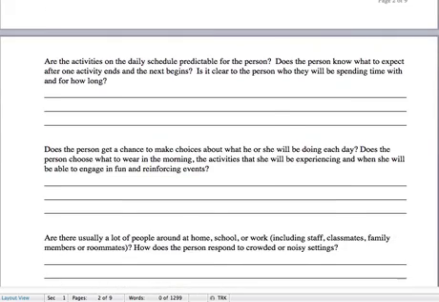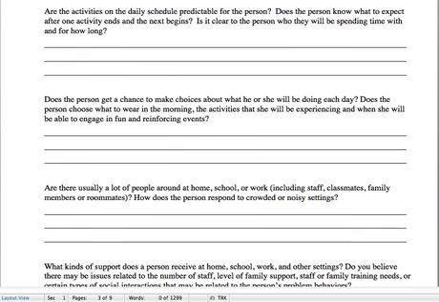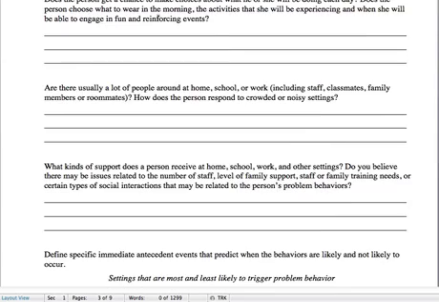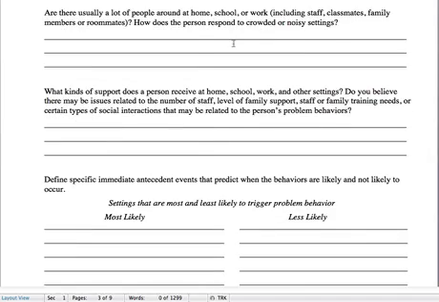Okay. So we're on to page 3. Are the activities on the daily schedule predictable? This gets at the issue of predictability. We know, or there's an assumption, that the more predictable one's schedule is, the less likely a person is to act out. Sometimes unpredictability evokes problem behaviors. So we want to get some information about that. The same sort of thinking relates to the ability of the person to make choices. So we want some information about that.